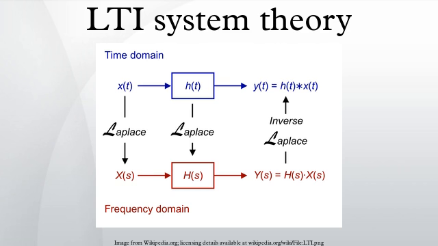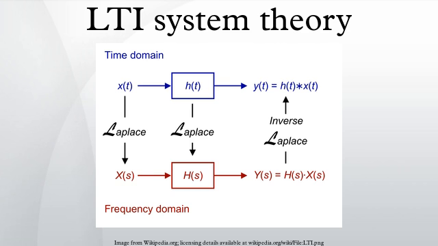Stability. A system is bounded-input, bounded-output stable if, for every bounded input, the output is finite. Mathematically, if every input satisfying a finite maximum absolute value leads to an output satisfying a finite maximum absolute value, then the system is stable. A necessary and sufficient condition is that the impulse response is in L1. In the frequency domain, the region of convergence must contain the imaginary axis.